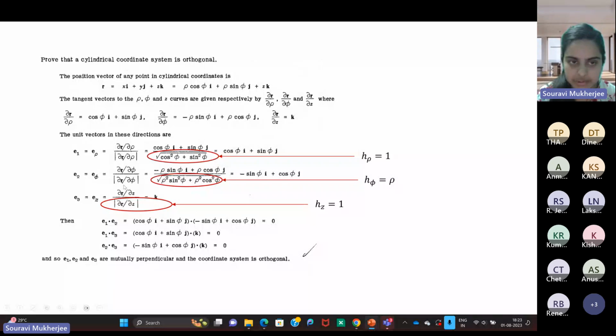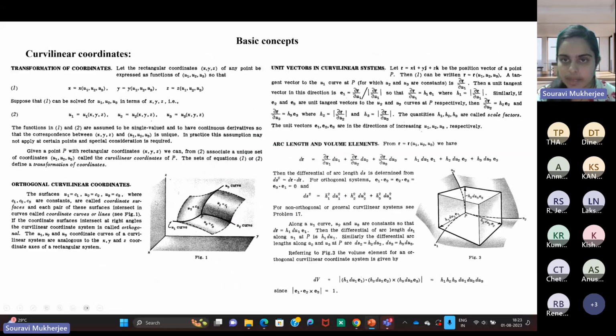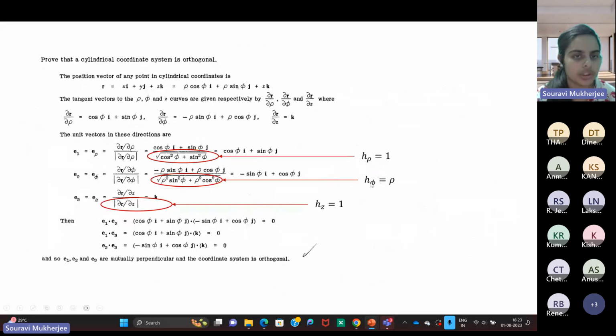Here you are dividing by the magnitude of del R, del phi. And here you are dividing by the magnitude of del R, del Z, right? And these values, you know this value is 1, this value is rho, and this value is 1. So these values are actually the scale terms which we just saw. These magnitudes are the scale factors. So this is how you can evaluate the scale factors for different coordinate systems.